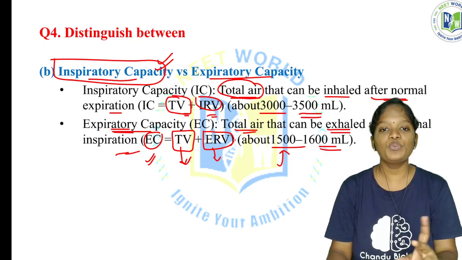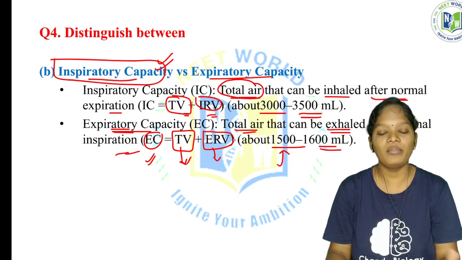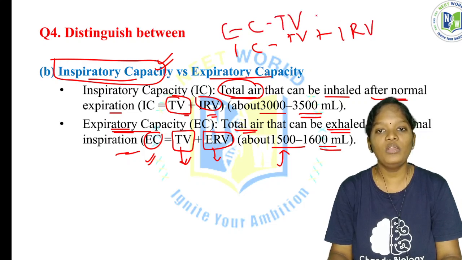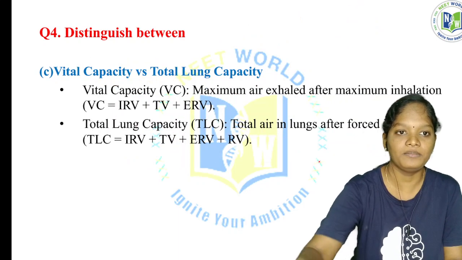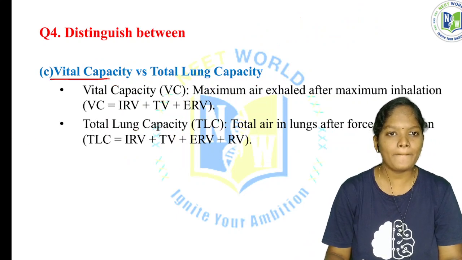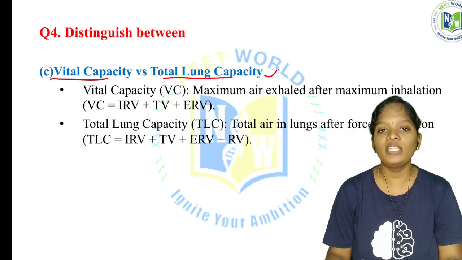So this is the difference between the inspiratory capacity and the expiratory capacity. Inspiratory capacity is tidal volume plus the inspiratory reserve volume. Expiratory capacity is tidal volume plus the expiratory reserve volume. Now the difference between the vital capacity and the total lung capacity.